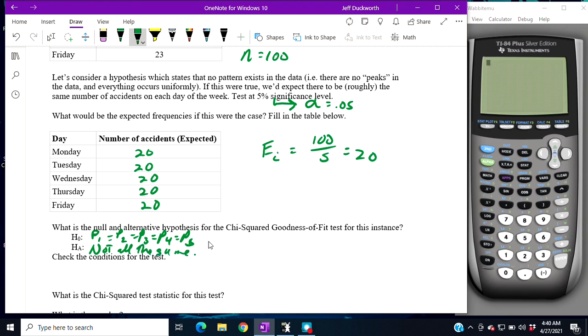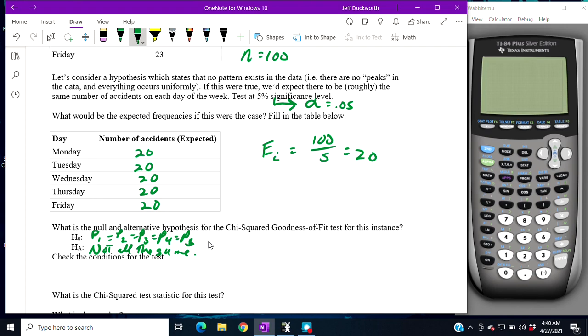If you want to write something along the lines of accidents occur in a uniform fashion, something like that, for our null, that'll be fine. Or not all the same. Let's see, no pattern exists, I guess. You can try that. That should work as well.